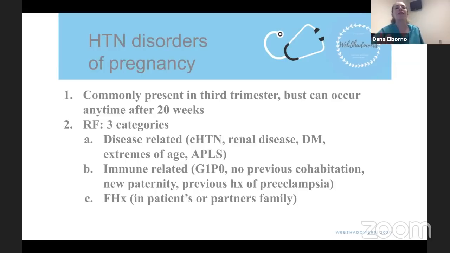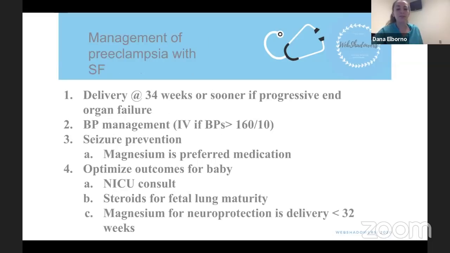And of course, if they have a family history of hypertensive disorders, both in and out of pregnancy, either in the patient's family or her partner's family, she's at a higher risk of having preeclampsia or other hypertensive disorders in pregnancy. So let's talk about management. Management essentially for preeclampsia with severe features, which is what our patient had, is delivery. And if the patient's beyond 34 weeks, then it would be really a no-brainer.